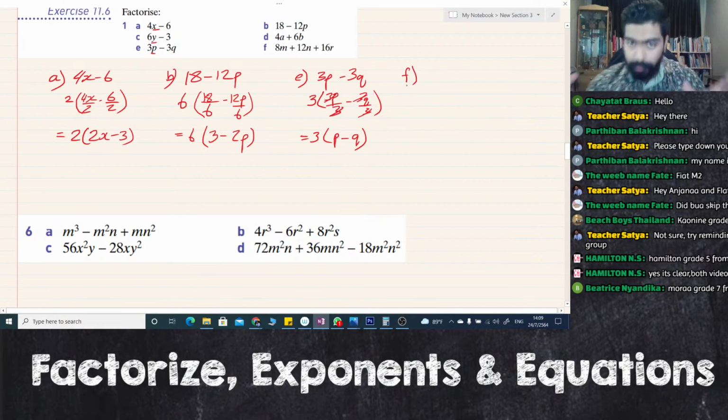Okay, guys. So today will be quite a long session. I have many questions ready for you guys, and also I'll be solving a few questions, and then I'll give you some time to try and solve it by yourself. So for question F, let's see if anyone has got the answer. We have 8m plus 12n plus 16r. I'll give you some hints. First, you are going to find the greatest common factor of 8, 12 and 16.